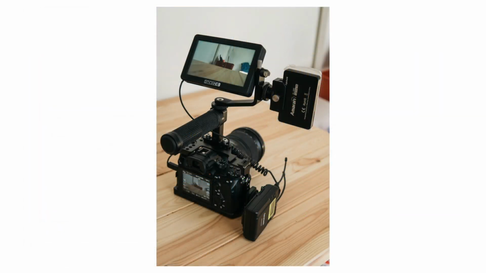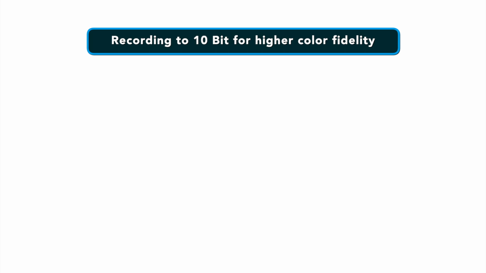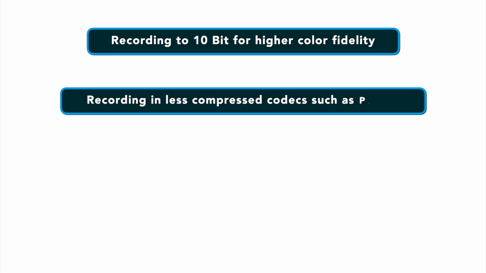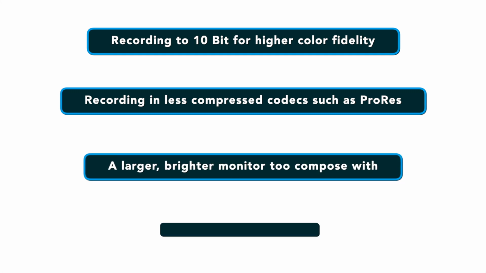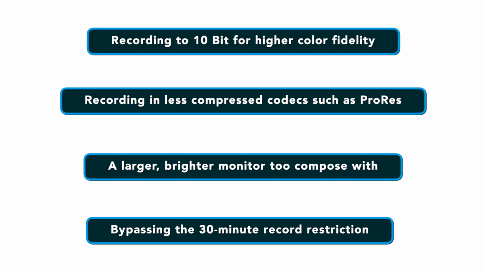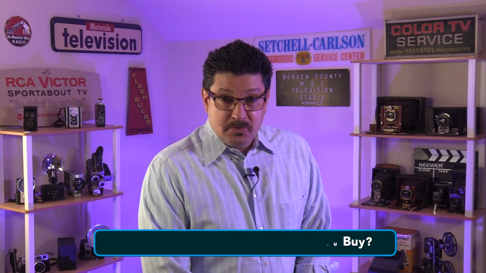In summary, then, the advantages of external recorders are recording to 10-bit for higher color fidelity, recording in less compressed codecs such as ProRes, a larger, brighter monitor to compose with, and bypassing the 30-minute record restriction that cameras have had. So which external recorder should you buy?